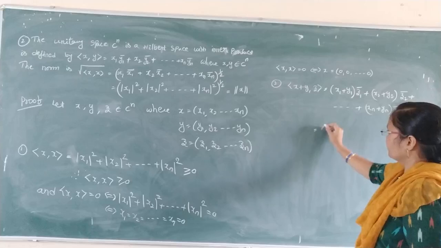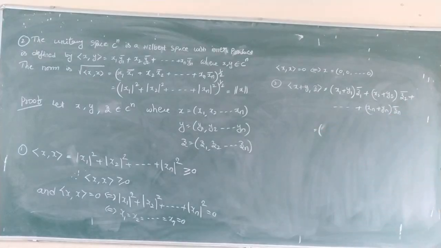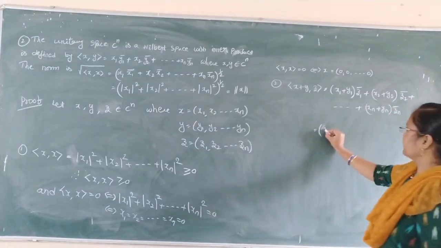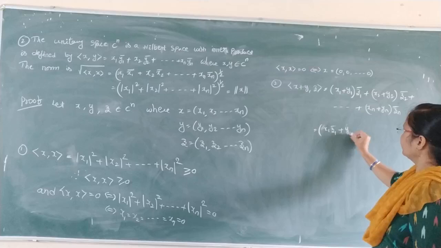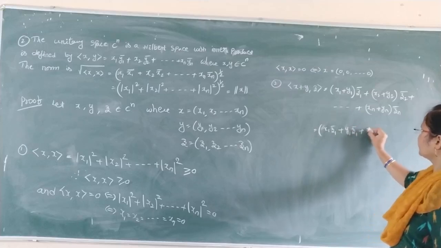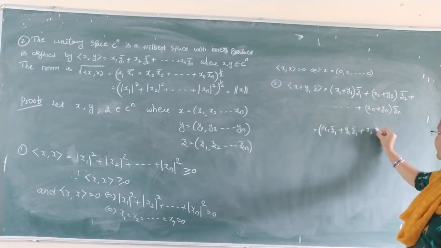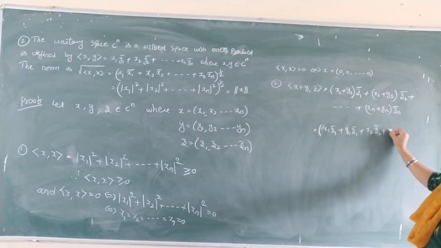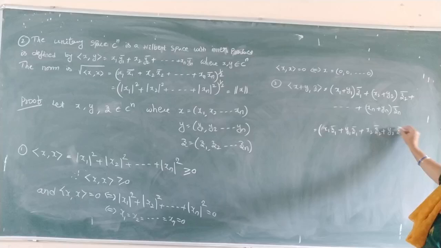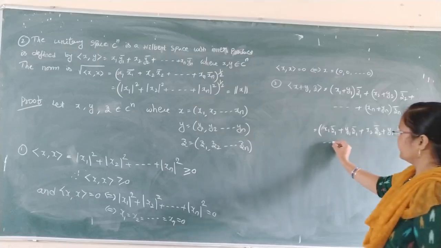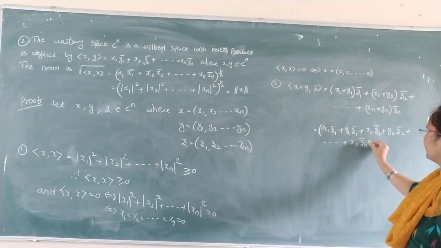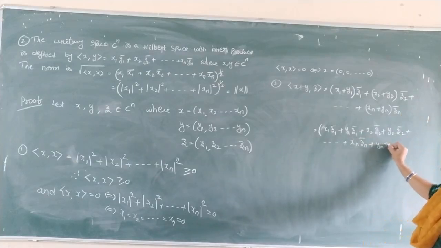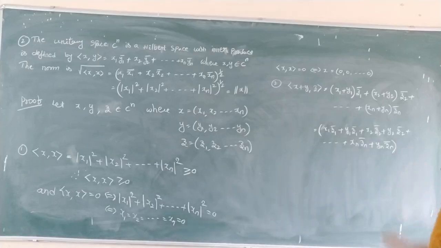Later we have to multiply and write separately. So multiply with z1 bar: x1 z1 bar plus y1 z1 bar plus x2 z2 bar plus y2 z2 bar. Similarly, multiply with the last term: xn zn bar plus yn zn bar.